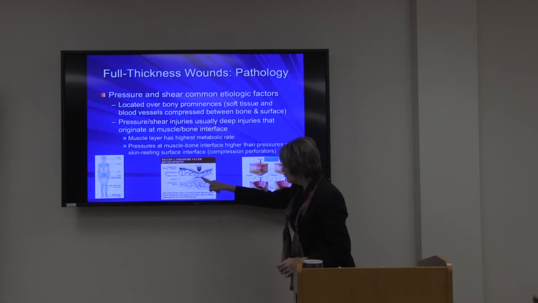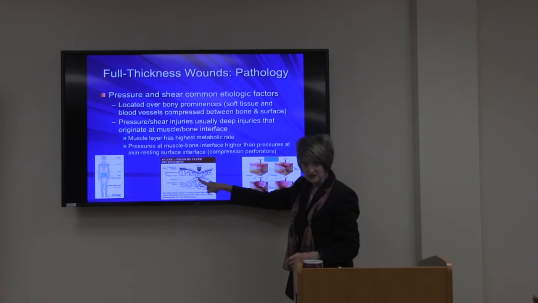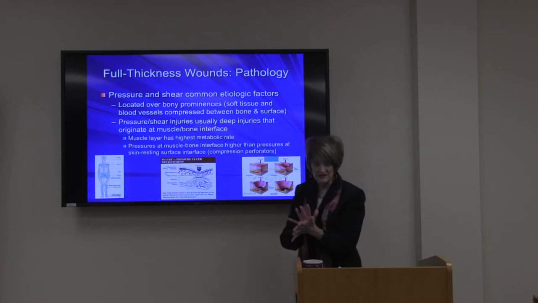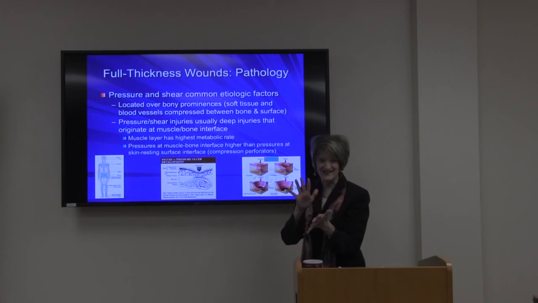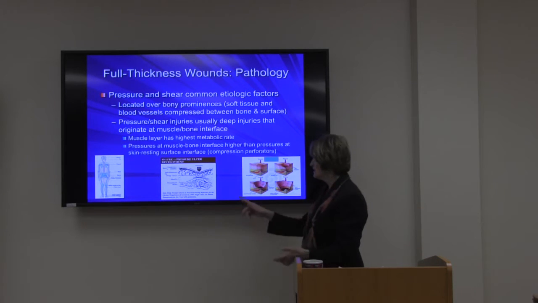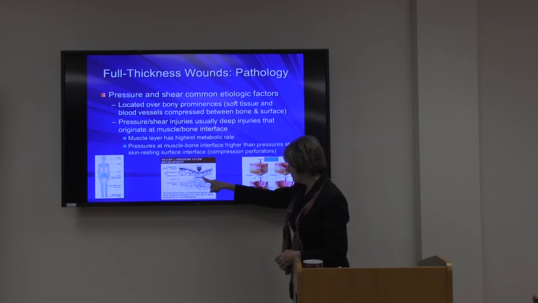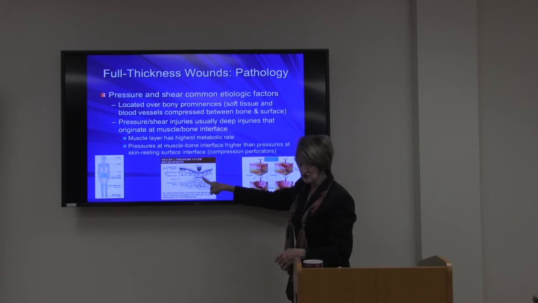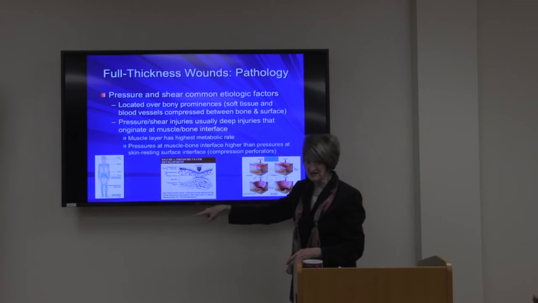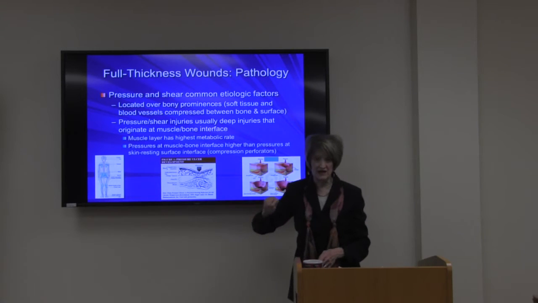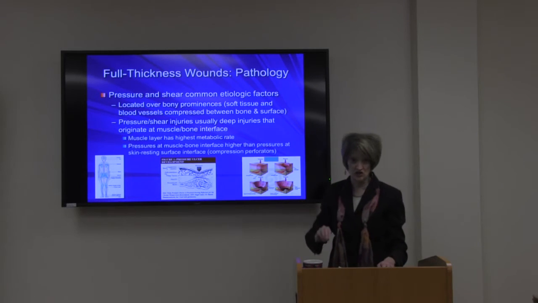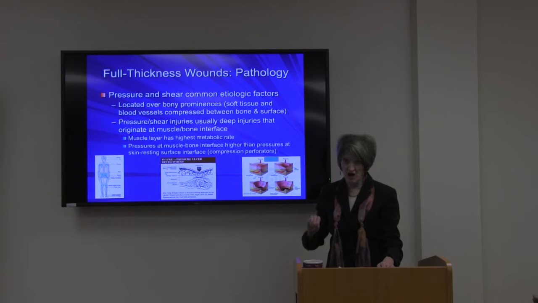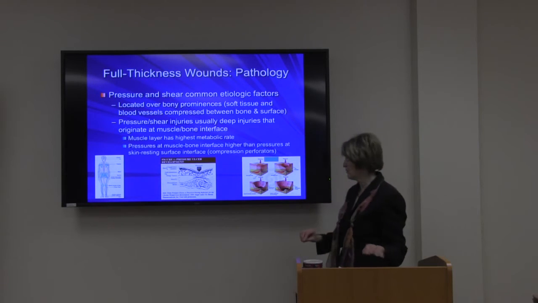So that means that right here where you have the highest pressures, you have the greatest interference to blood flow, and that's exactly where the muscle lives, and the muscle is the most vulnerable to hypoxia. So this layer gets the greatest interference to blood flow, and this layer uses oxygen at the fastest rate. Not surprising that ischemic injury from pressure and/or shear begins almost always at the muscle-bone interface.